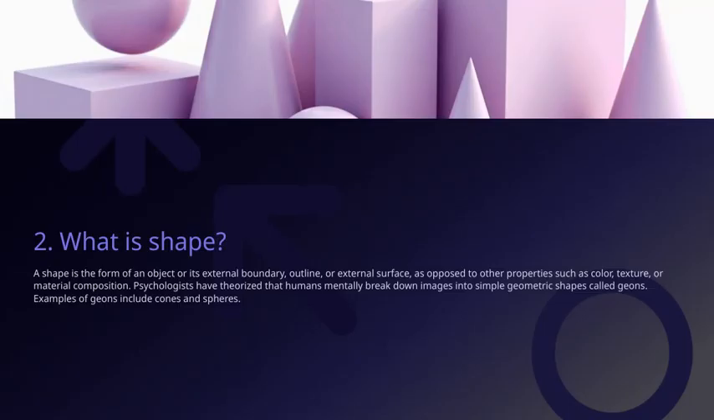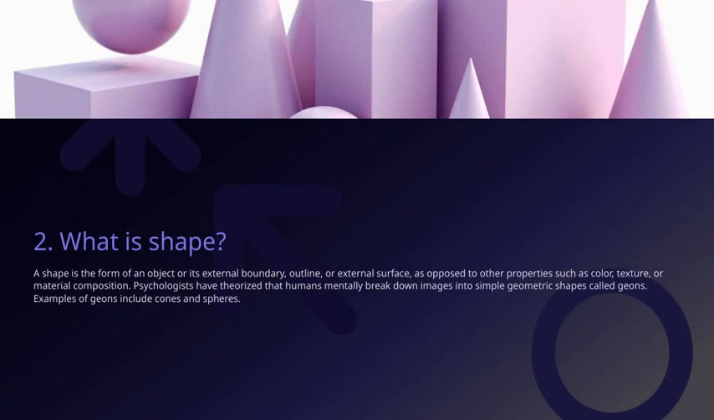Let's talk about what a shape actually is. A shape is basically the form of an object or its external boundary, outline, or surface. It's what defines the outer appearance of something. Now, it's important to note that shape is different from properties like color, texture, or the material something is made of. These are all different aspects, but when we focus on shape, we're really looking at the overall form and boundaries. Psychologists have also studied how we perceive shapes.